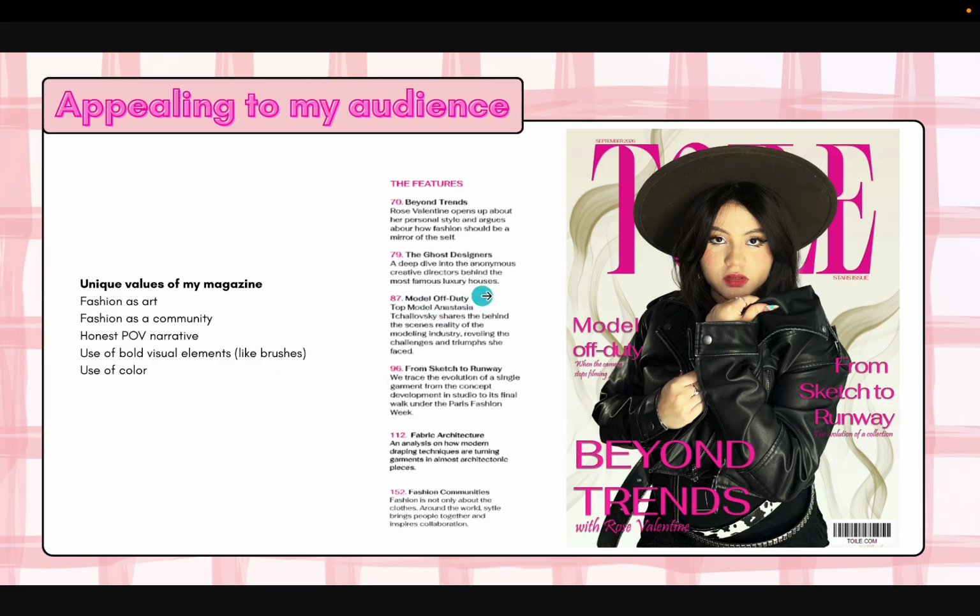We can see these in the Model Off Duty article that talks about the behind the scenes of the modeling industry, the use of colors that goes again with this Y2K style, and the use of bold visual elements like the brushes. Brushes are not typically used in fashion magazines, but I decided to use them to have a much more artistic view and effect that will attract those who are interested in art.